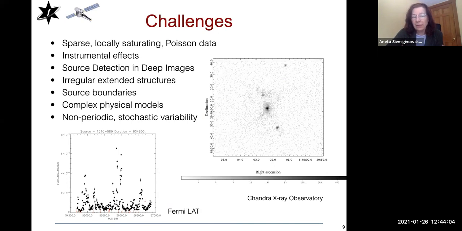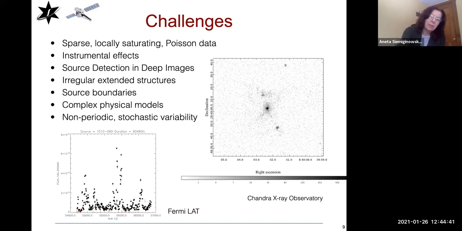There are instrumental effects, which I will show later on. There is a question of how to detect sources in deep images, which may have more background in them, but still relatively sparse. There are irregular extended structures, and source boundaries, which in the low counts regime are quite difficult to describe. And the models which we apply to sources are very complex and nonlinear. And also we have periodic and non-periodic stochastic variability.